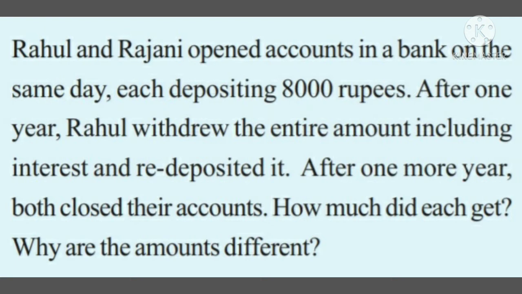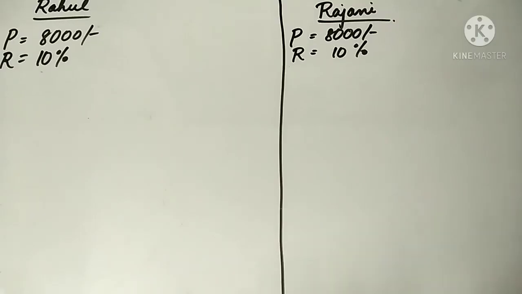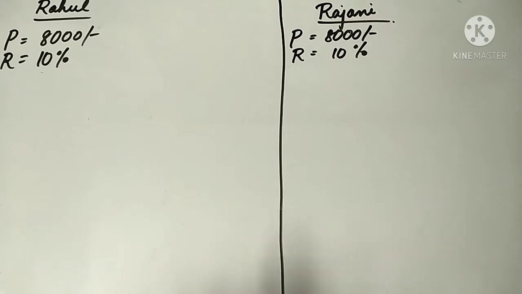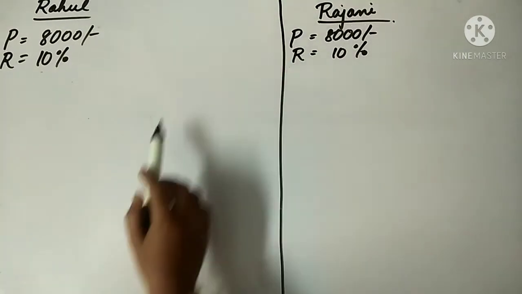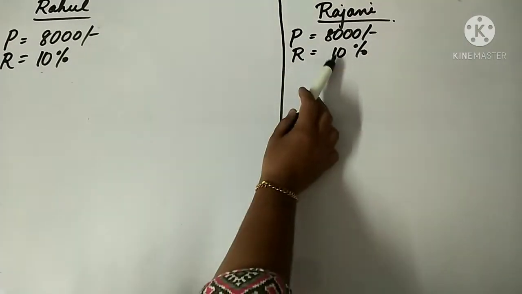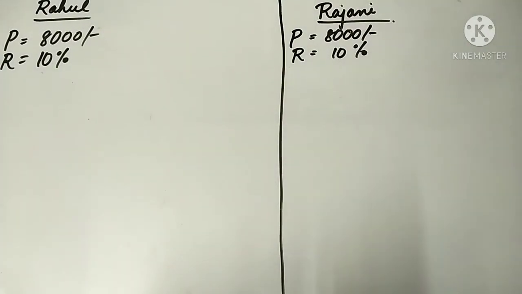Next question. Rahul and Rajani opened accounts in a bank on the same day, each depositing 8,000 rupees. After 1 year, Rahul withdrew the entire amount including interest and redeposited it. After 1 more year, both closed their account. How much did each get? Why are the amounts different? According to the question, there are 2 cases. Rahul and Rajani both deposited 8,000 rupees at the rate of interest 10% on the same day.